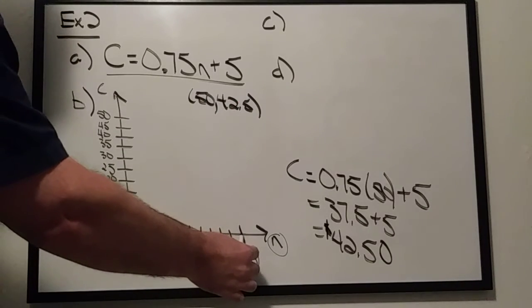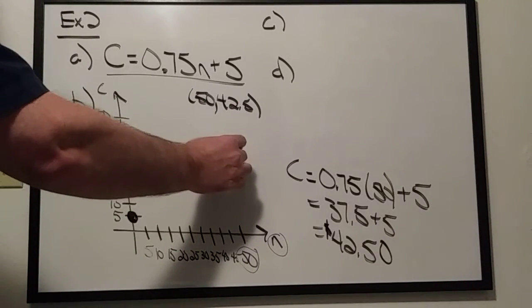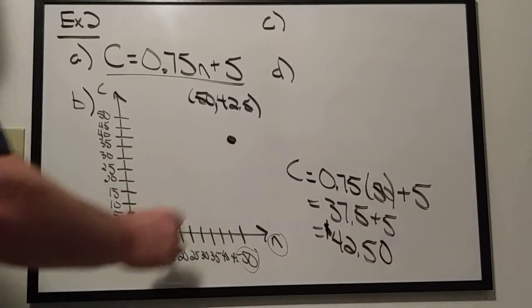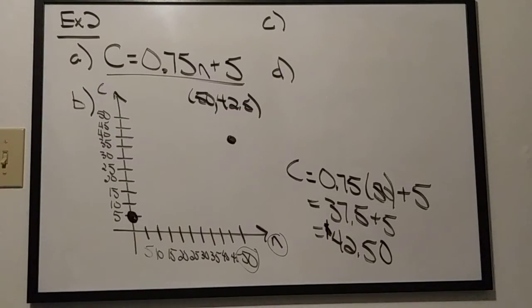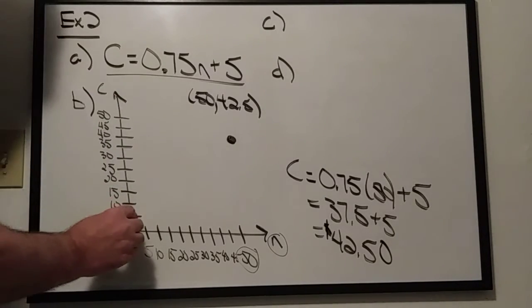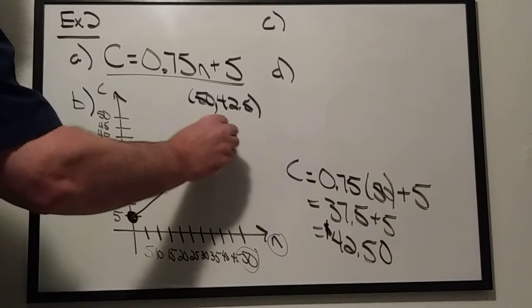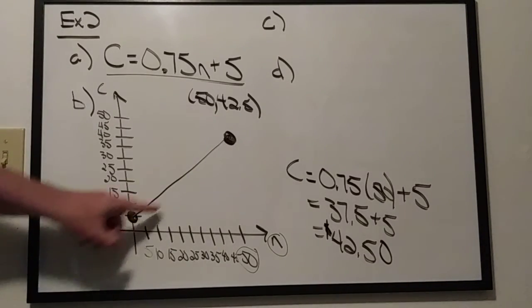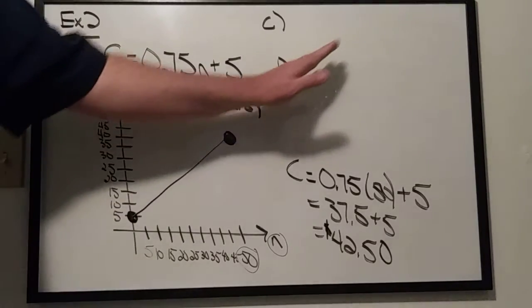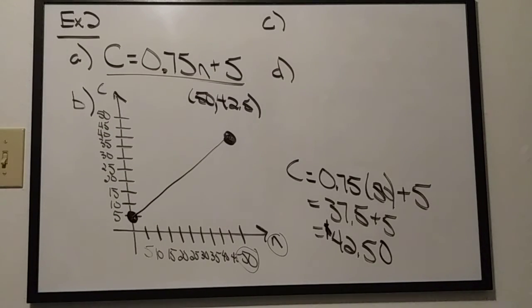Well, 50 on the n-axis, 42.5 on the C-axis is going to be halfway between 40 and 45. So there we have 42.5, and that gives us enough to draw our line. However, because of the wording that the author used, he said that he only wanted us to draw this line up to and including this 50. So what that's saying is he wants us to draw a line segment. He simply wants us to go from the y-intercept up to this point (50, 42.5), and just stop. He doesn't want us to continue and have a line that goes forever. He simply wants us to draw a line segment. So we're done with part B.